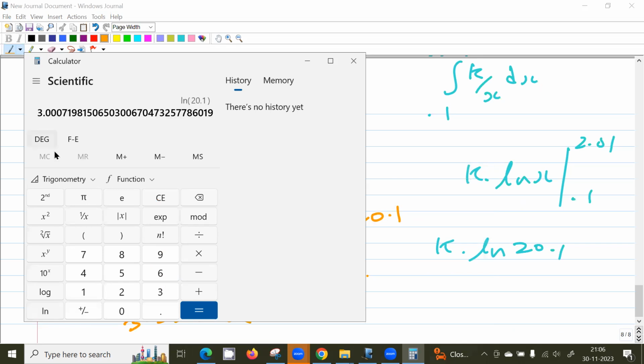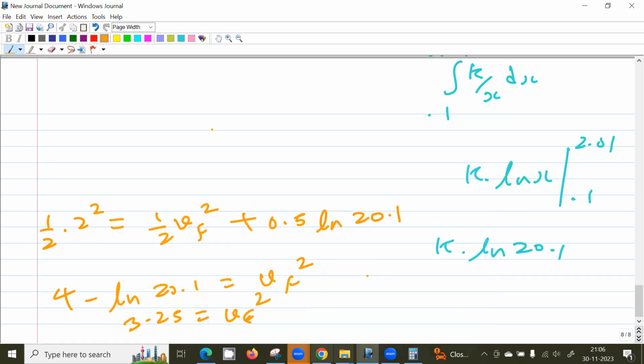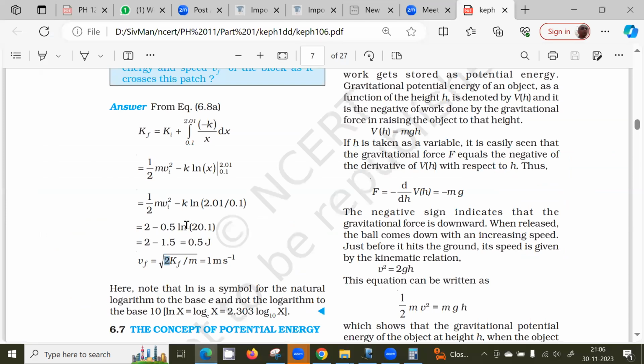Ah, 3. Ln 20 is 3. Ln 20 is 3. I think I made some mistake, and misunderstood what is there in the book. So 4 minus 3 is 1. So what they have written? Very close to 1 only, sir.